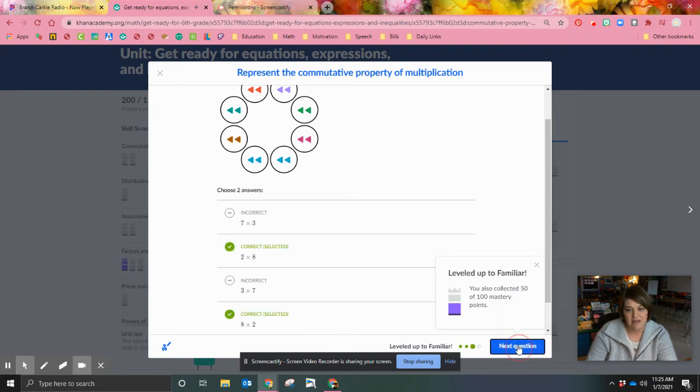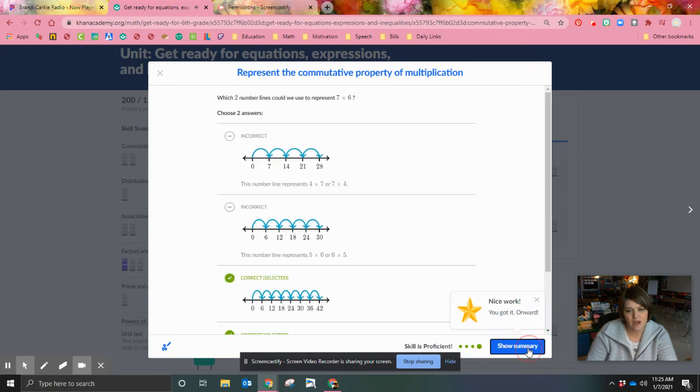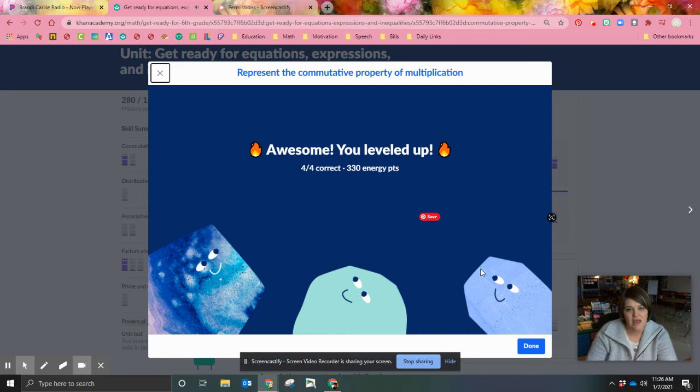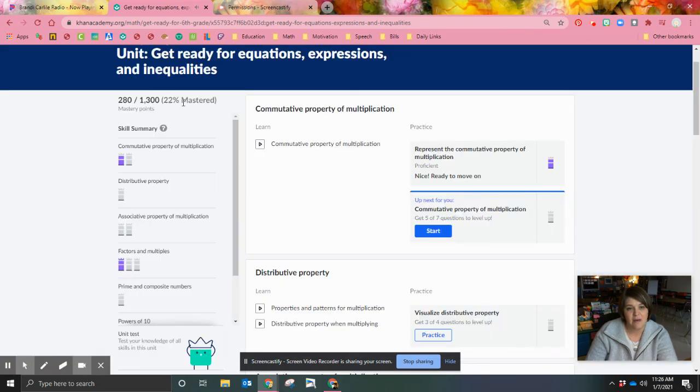So you can see I'm leveling up. I'm collecting points as I complete these. So 7 times 6, that's either going to be 7 groups of 6 or 6 groups of 7. And that's going to be those 2 right there. Okay, so I completed that skill. And then you can see it earned me 330 energy points. That moved me 7 percentage points, right? So each time I do a skill, it's going to add energy points, and it's going to move that percentage up.